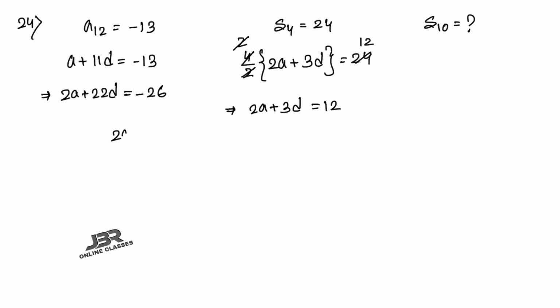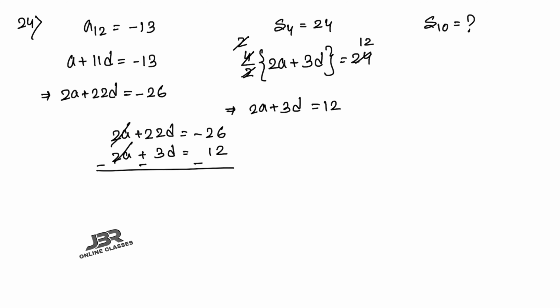Now if you subtract the second equation from the first one, then 2a will be cancelled out. So that equals 19d, and it's 38. So d equals minus 2. If d equals minus 2, then from that equation you can easily find the value of a. So a equals minus 13 minus 11 into 2. So it's 11 times minus 2, that means plus.